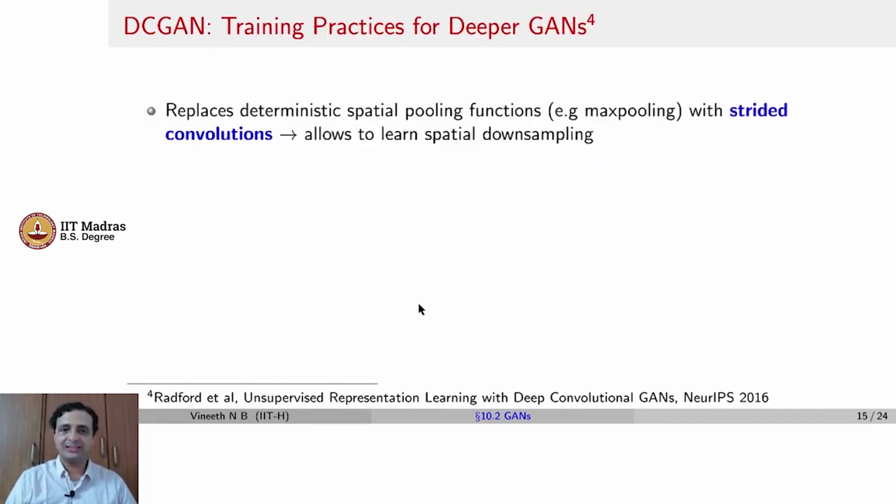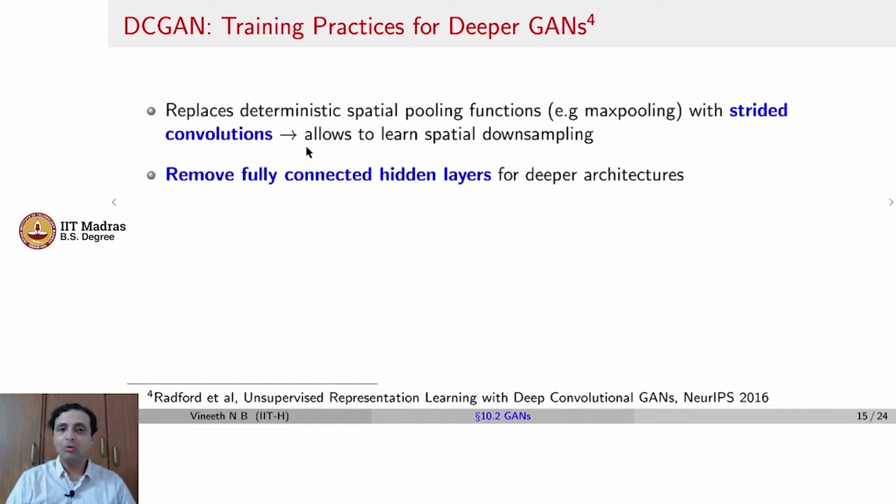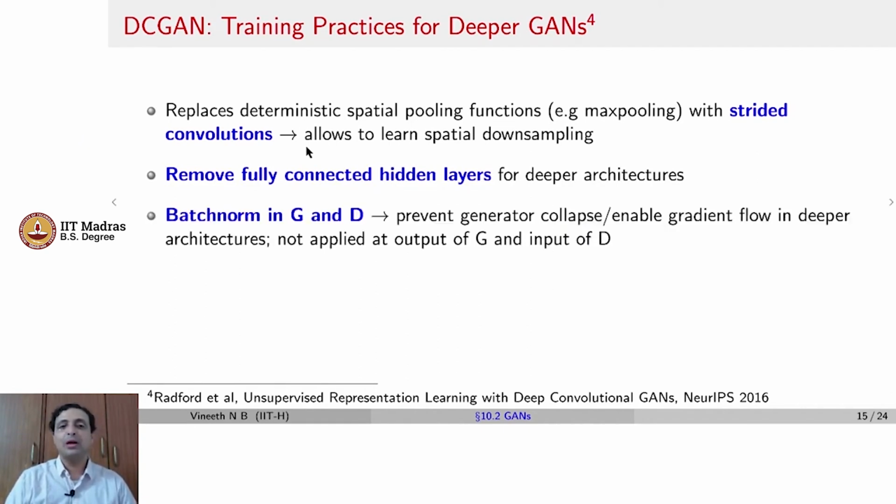So in terms of training practices to train good GANs for generation, DC GAN introduced a few strategies. It replaced deterministic spatial pooling functions such as maxpool with strided convolution. This allowed it to learn spatial downsampling. It removed fully connected hidden layers for deeper architectures, so just convolutional layers, nothing more. It introduced batch normalization in both the generator and the discriminator. This helps prevent generator collapse or helps gradient flow in deep architectures. However, batch normalization was not applied at the output of G and the input of D.